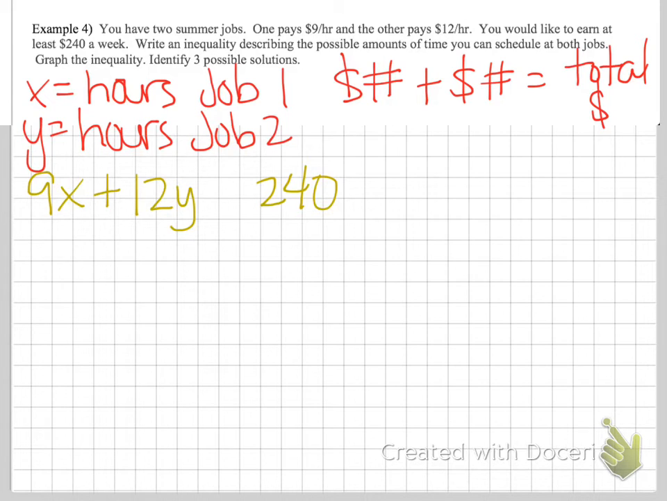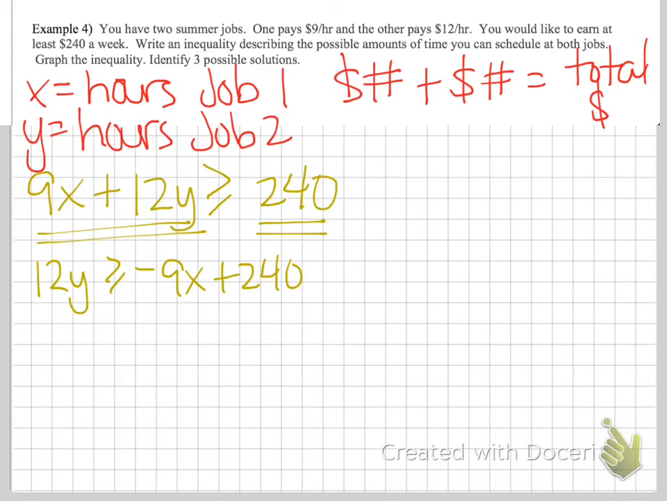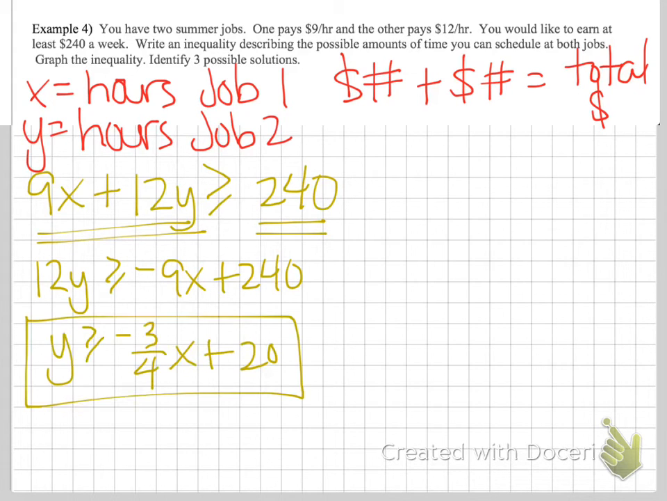So let's think about this for a second. 9x plus 12y is the amount of money that I'm actually going to make. 240 is what I would like to make. So we can make more than we would like to make, so we're going to put a greater than or equal sign in there. And now we're going to go ahead and solve this. So go ahead and pause the video and solve this equation for y so that we can easily graph it. So when we solve the equation, we get y is greater than or equal to negative 3/4 x plus 20.